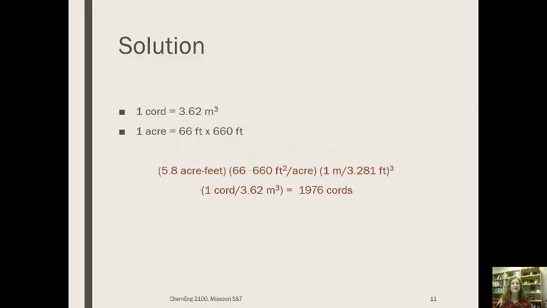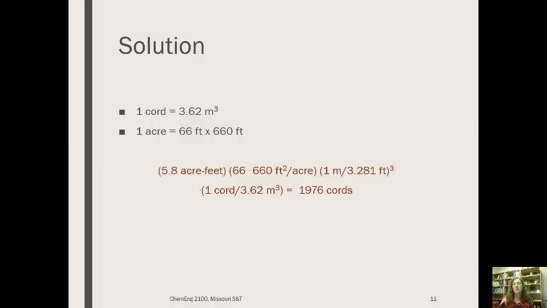So if we interpret the things given in the statement here, we have one cord is 3.62 cubic meters, and an acre is 66 feet times 660 feet. Now the problem statement is asking about 5.8 acre feet. An acre foot is an acre multiplied by a foot. So for 5.8 acre feet, I want to get rid of the acre portion of that. So 1 acre is 66 times 660 square feet. And now that I've got feet times feet squared, that's feet cubed. And I want to turn those into meters cubed so that I can get it then into cords.